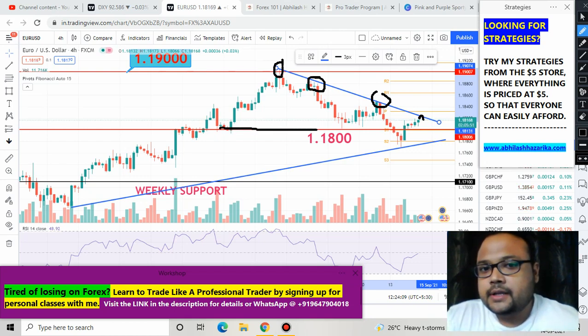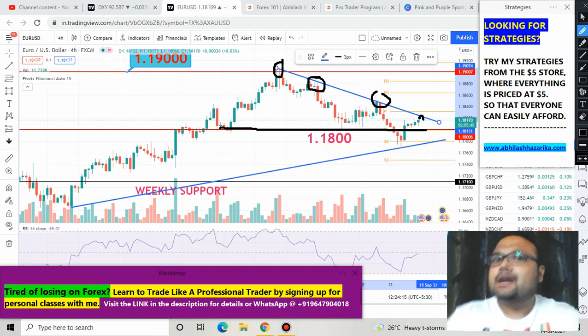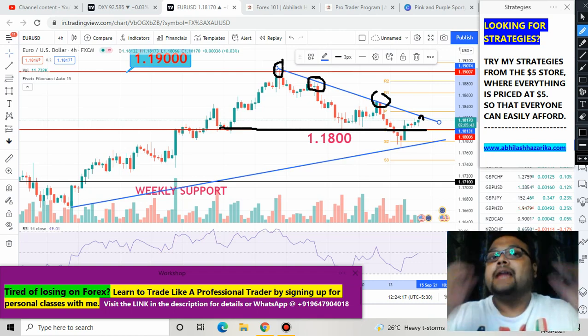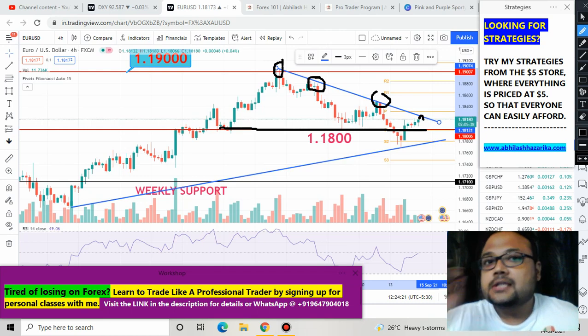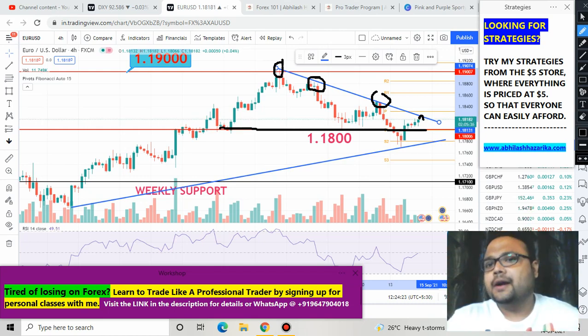This is the immediate support for the market, because yes, previously market broke the support, but immediately after a couple of hours market again regained the support. Therefore 1.1800 is still a valid support for the market.